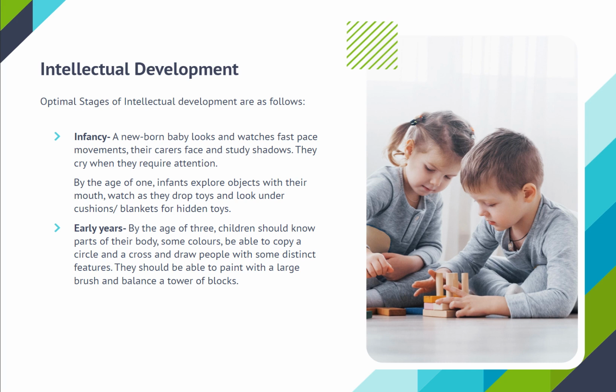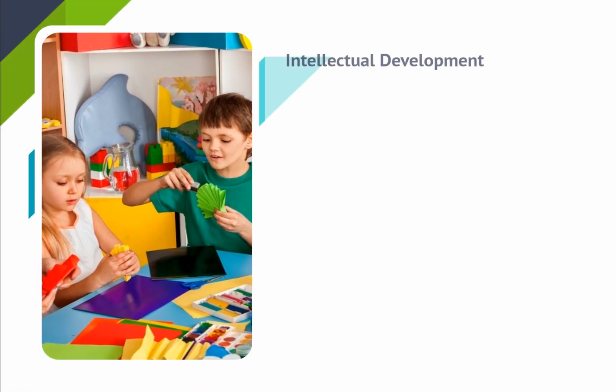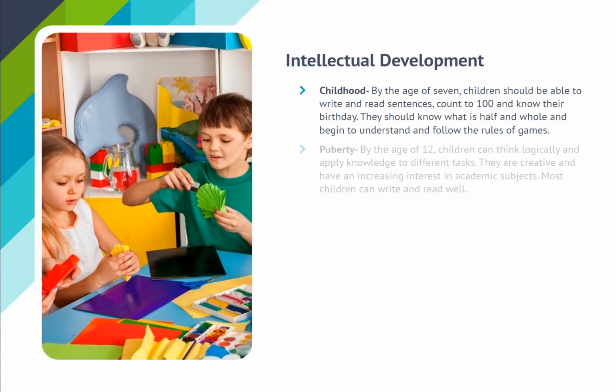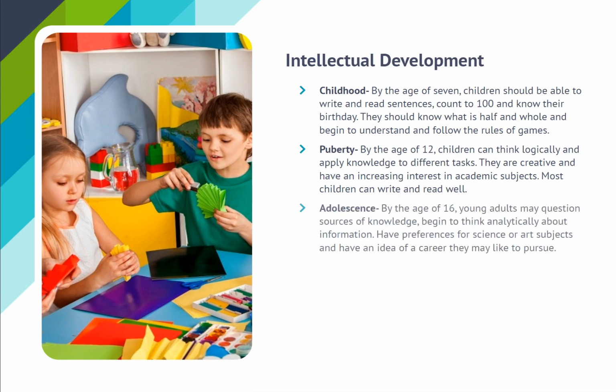Early years. By the age of 3, children should know parts of their body, some colors, be able to copy a circle and a cross and draw people with some distinct features. They should be able to paint with a large brush and balance a tower of blocks. Childhood. By the age of 7, children should be able to write and read sentences, count to 100, and know their birthday. They should know what is half and whole and begin to understand and follow the rules of games.